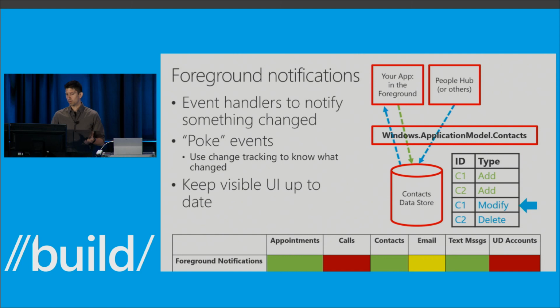But what if your app's already in the foreground? So for those cases, we have foreground notifications. So this is important if the user is syncing down data while your app is in the foreground. You want to make sure you have that up to date in real time as the database is changing. So we provided events and typed event handlers that you can use to know, hey, something changed in the database. That's all they say. They're just poke events. But that combined with the change tracking means it's really easy to go figure out what has changed since the last time that you updated your data. And that allows you to keep your UI up to date while you're in the foreground and your application is running. But what about if your application is not running?